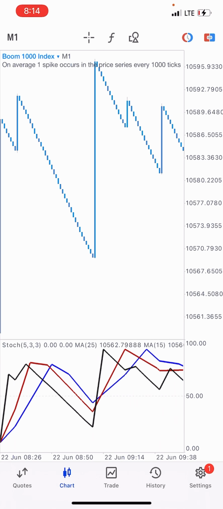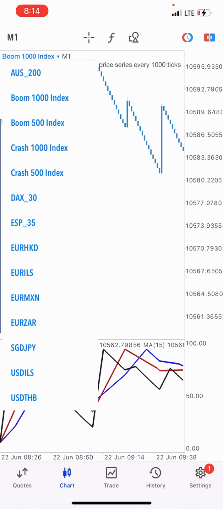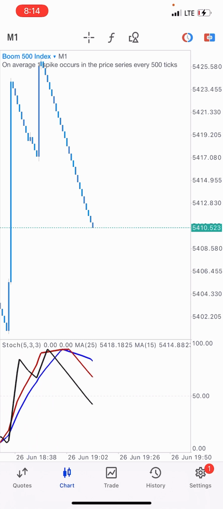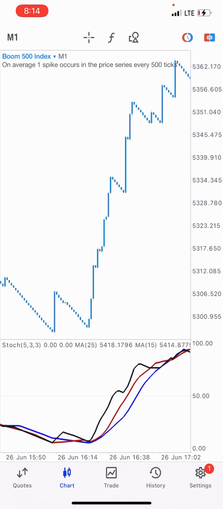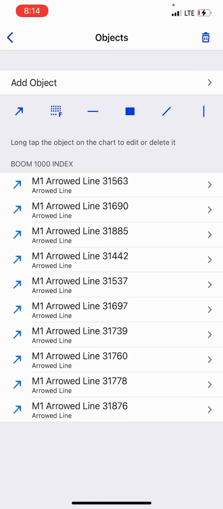So let me show you another example on Boom 500. Boom 1000 and Boom 500 are the same thing. You understand? They work the same way. The same example, the same thing.